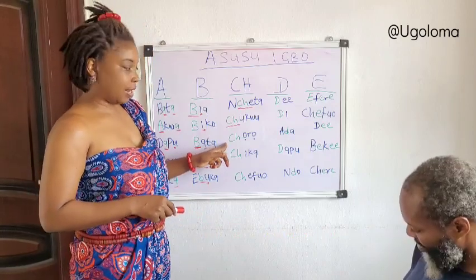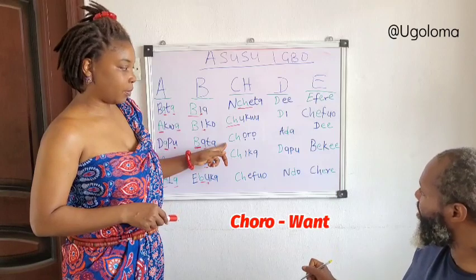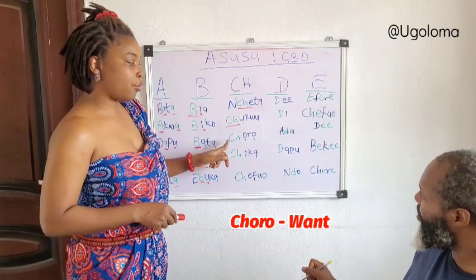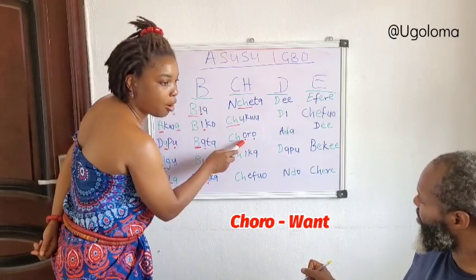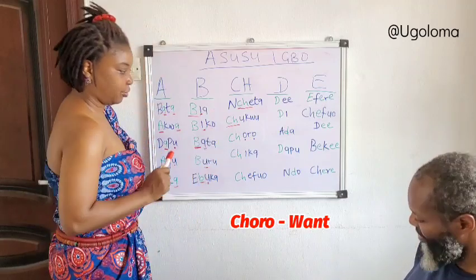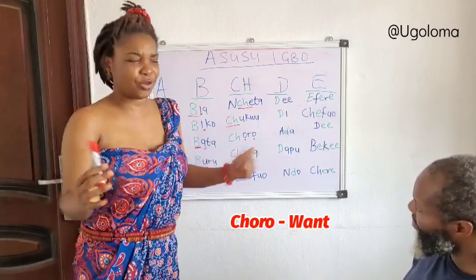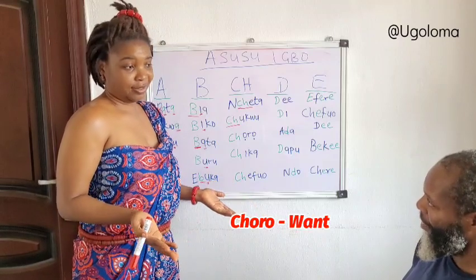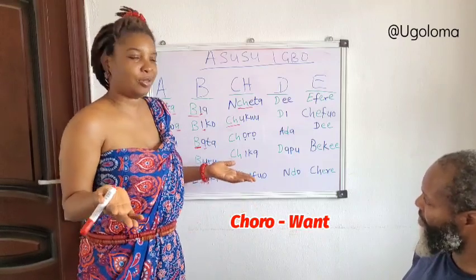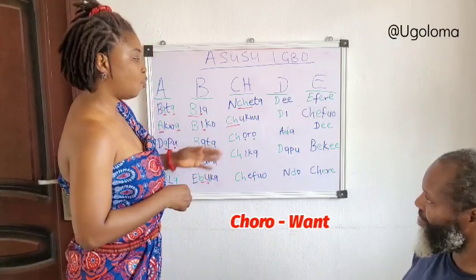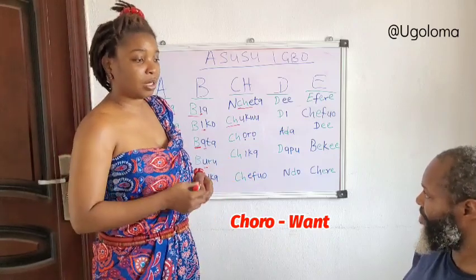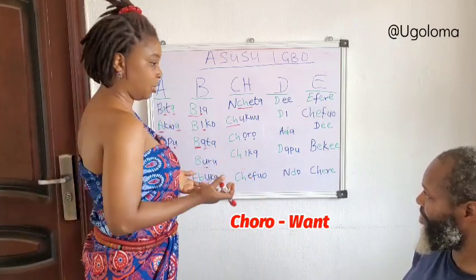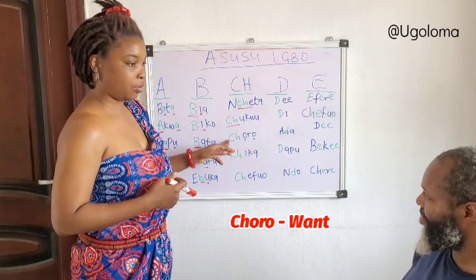Okay, now you're going to pronounce the next ones. Go. Okay. Choro. Gini ka ichoro. What do you want? Choro means want, or look for, when you're looking for something. Gini ka ị na-achọ? What are you looking for? What do you want? Choro.